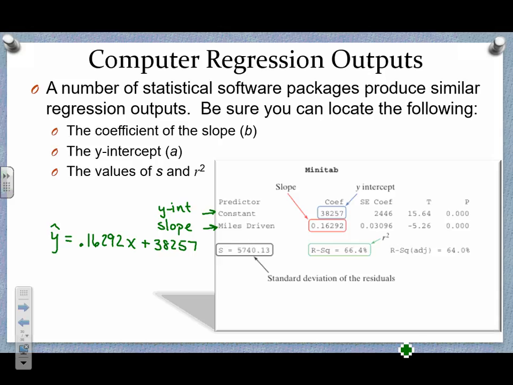Standard deviation and r-squared are usually pretty easy to find because they're labeled outright. This is standard deviation, this is r-squared. The ones that people tend to get mixed up are y-intercept and slope. So it's important that we understand constant always refers to y-intercept. Named variable always pertains to slope. And then it's all just a matter of taking the coefficients here and plugging them into your regression equation correctly. We okay with that?